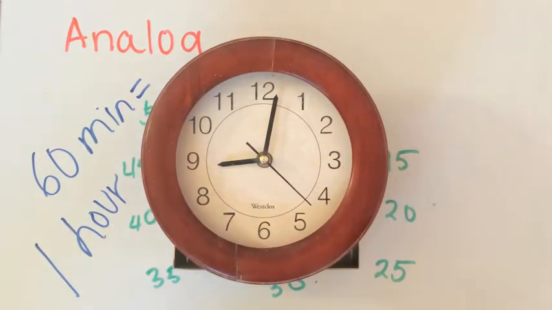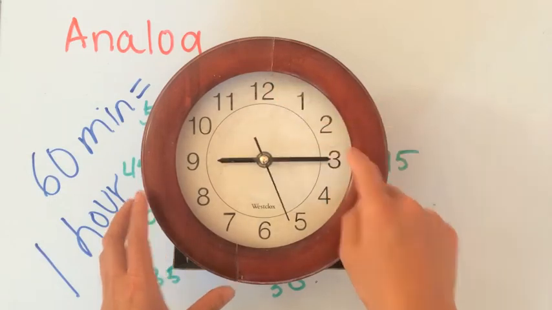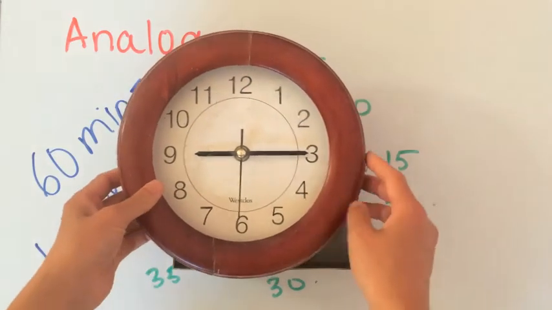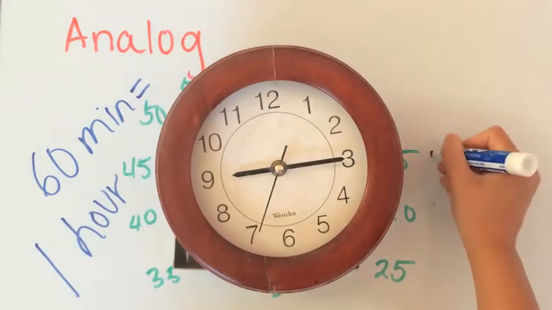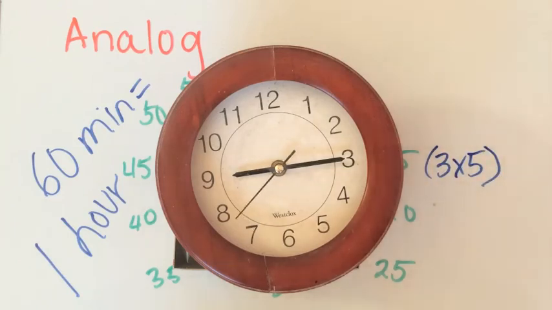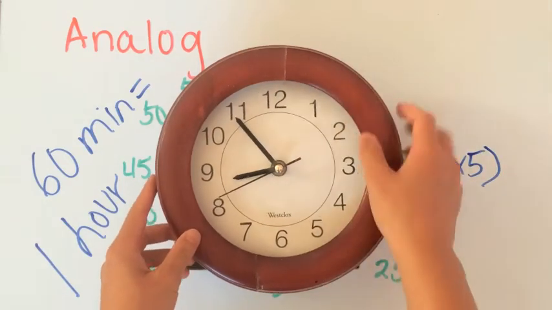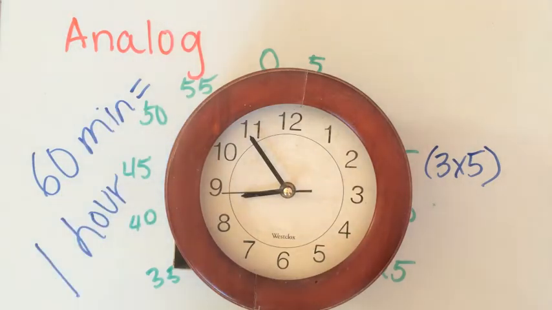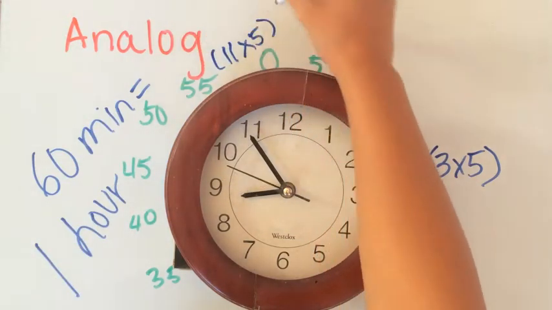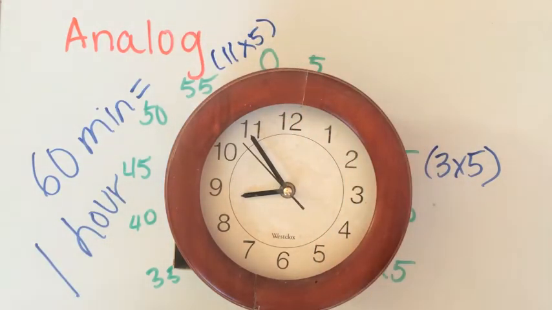Now let's do some practice. So let's assume that the minute hand is on the 3. How many minutes would have passed? 15, because we have to multiply 3 by 5. Now let's put the minute hand on the 11. Then it would be 55 minutes that have passed because we have to multiply 11 by 5.